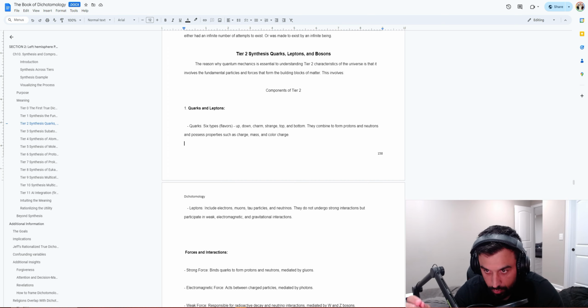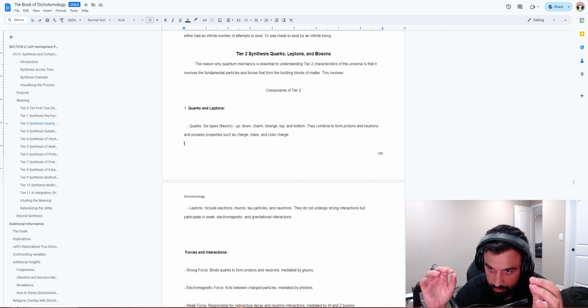And they combine to form protons and neutrons. So you can kind of think of them as they're all the same thing and just bent in different ways or different shapes to create these 2 types of particles. So they create protons and neutrons.